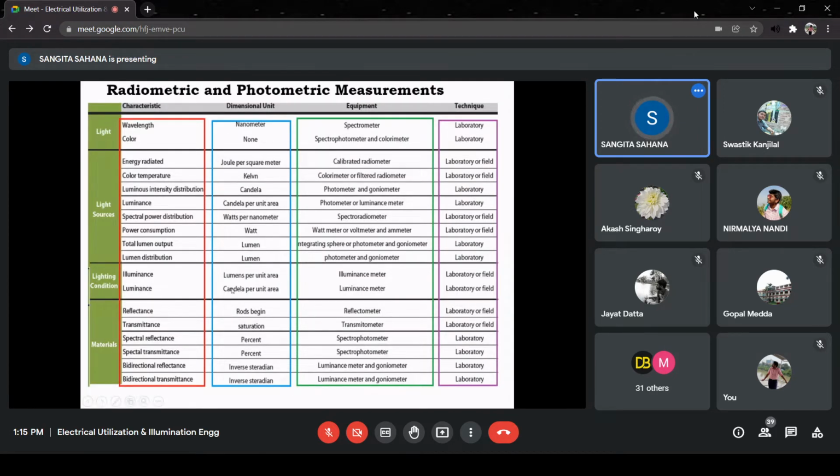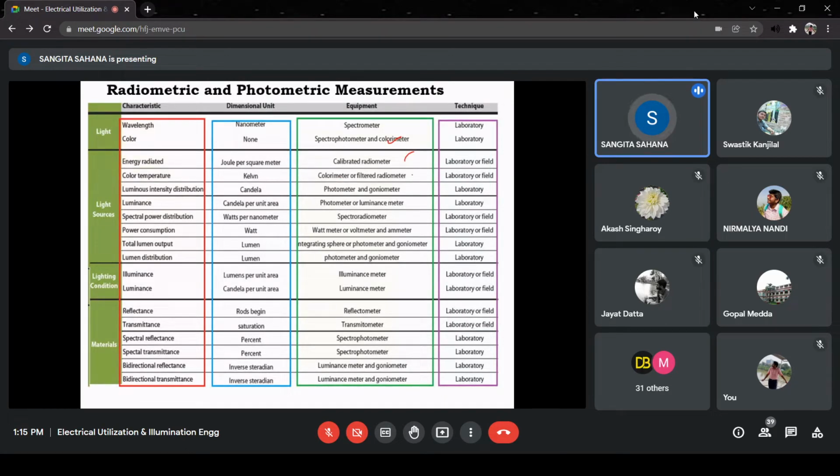So these are the different radiometric and photometric parameters. All these measurements are not in your syllabus. Just for your information, we know that wavelength, the unit is nanometer. We can use a spectrometer. For color, there is a spectrophotometer or colorimeter. You know about the constant deviation spectrometer. So the spectrophotometer and colorimeter can measure the color depending upon their respective wavelengths. Energy, we can measure using a radiometer.